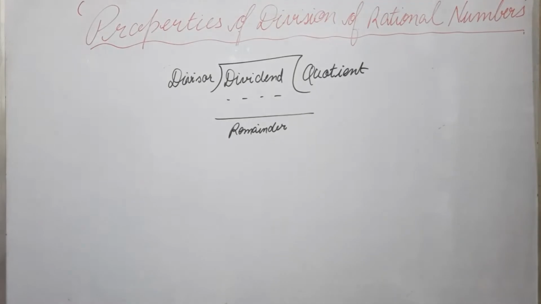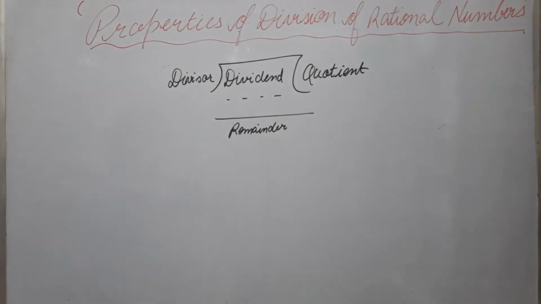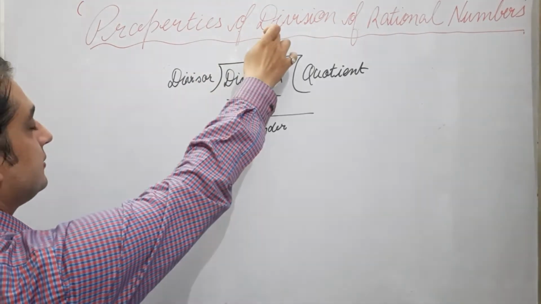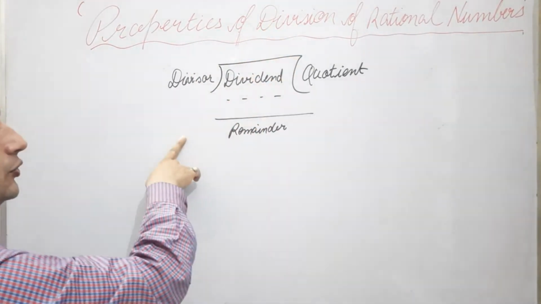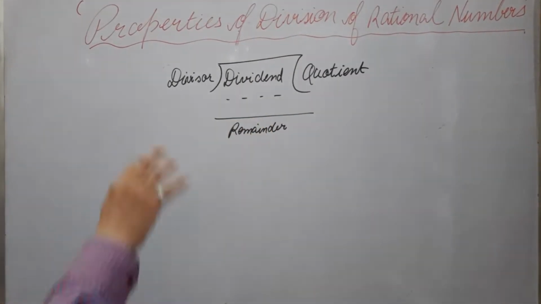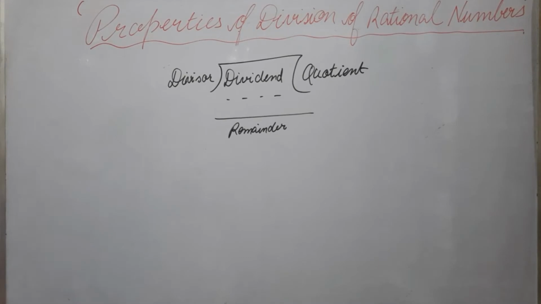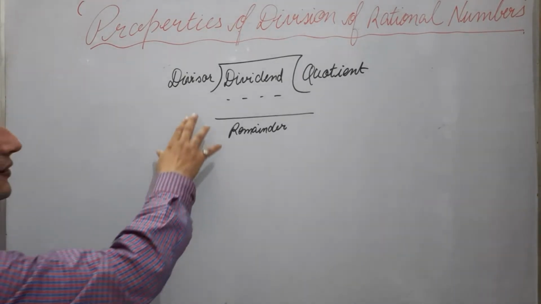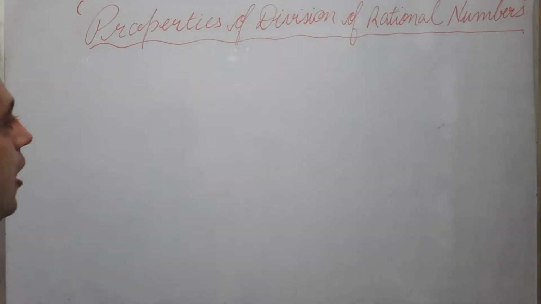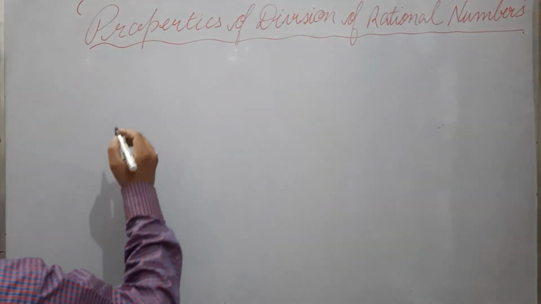But how to divide two rational numbers? This arithmetic operation, division, you can directly apply to the numbers. But in case of rational numbers, you can't apply it directly. Let's see how to divide two rational numbers.